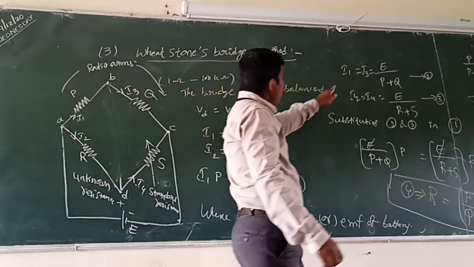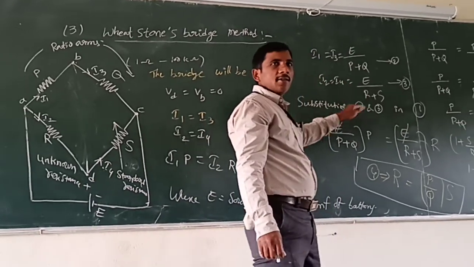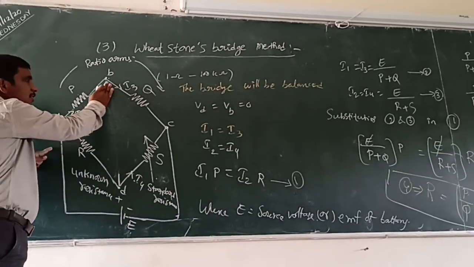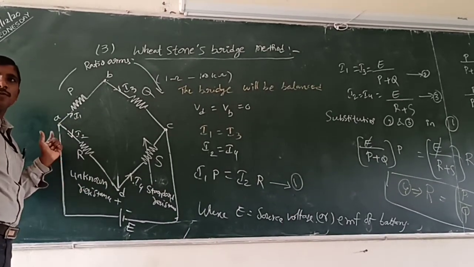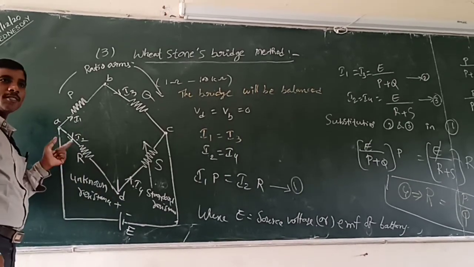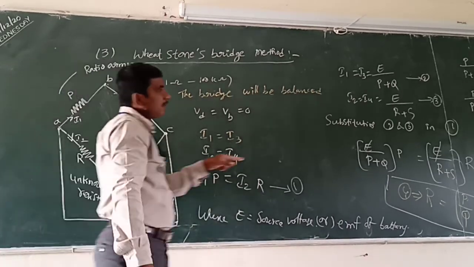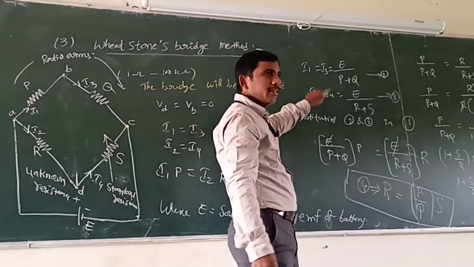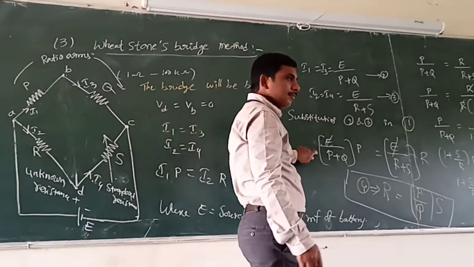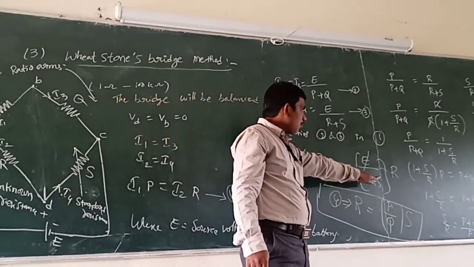Similarly, I1 equal to E by P plus Q, and I2 equal to E by R plus S, we can write from this bridge. Because under balance condition there is no current in the galvanometer, no current means it acts as an open circuit. We can remove that open circuit. Then I2 equal to E by R plus S, make it equation 3. Substituting these 2 and 3 in equation 1, we obtain E by P plus Q into P equal to E by R plus S into R.